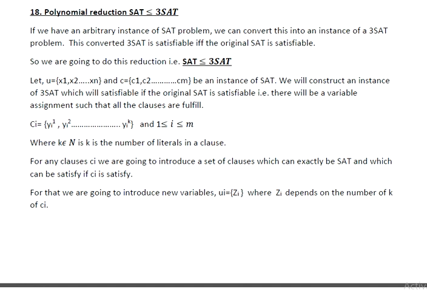So for that, what we need to do, let's say we have an instance of SAT that is U equals x1, x2, ..., xn, and C are the clauses c1, c2, ..., cm, be an instance of SAT. And now we need to construct an instance of 3-SAT. From the definition of 3-SAT, we know that a 3-SAT instance has for each clause exactly 3 literals. So let's say ci is the literals yi1, yi2, till yik, where i is limited to 1 to m. Now k is a natural number, and it is the number of literals of a clause.